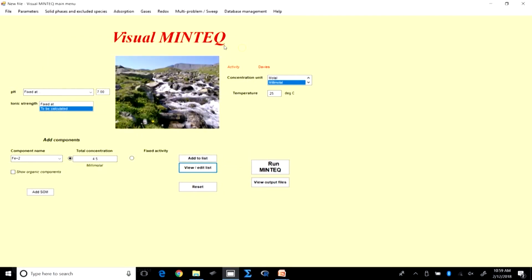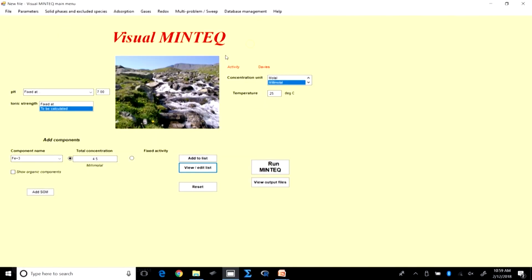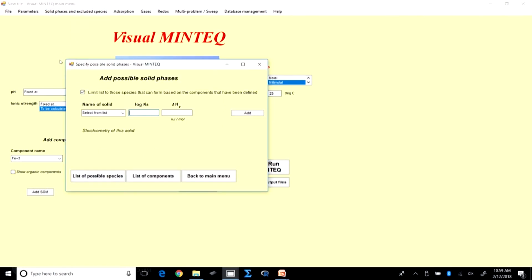Now let us say Fe3+ is considered. Add to the list, and I am going to delete Fe2+ now. Again, what are we trying to do? We are trying to demonstrate the different possible solid phases. For Fe3+ we have different types of solids present, such as ferrihydrite, and certainly amorphous and crystalline forms and so on.